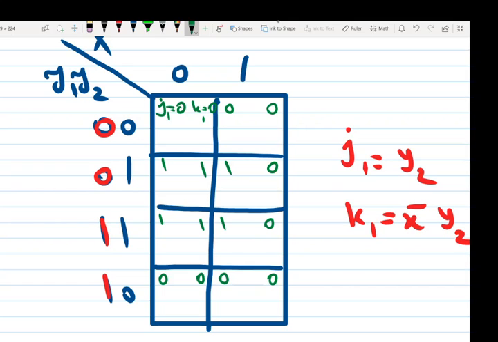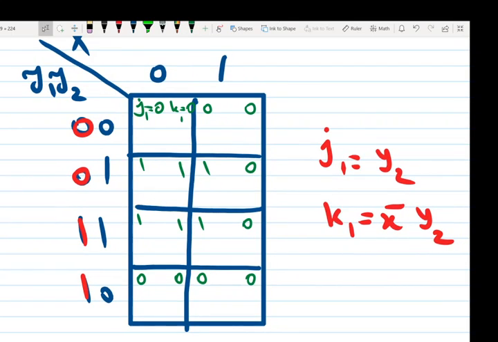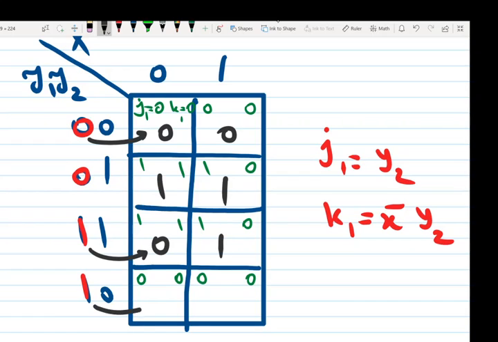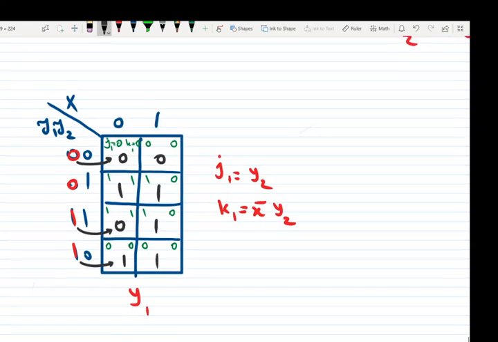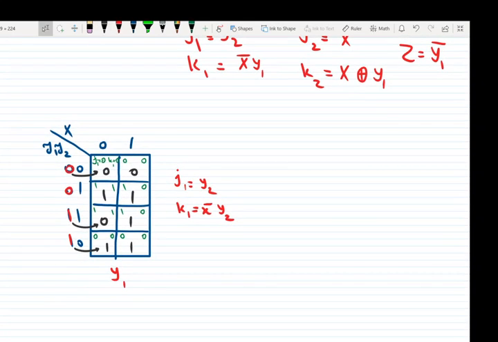Okay, so we know that 0, 0 means no change, 1, 1 means complement, 1, 0 means set, and 0, 1 means reset. So 0, 0 means no change, so 0. 0, 0 means no change, 0. 1, 1 means complement, 1. 1, 0 means set, 1. 1, 1 means complement, 0. 1, 0 means set, 1. 0, 0 means no change, 1. 0, 0 means no change, 1. Okay, so we have the first table completed.